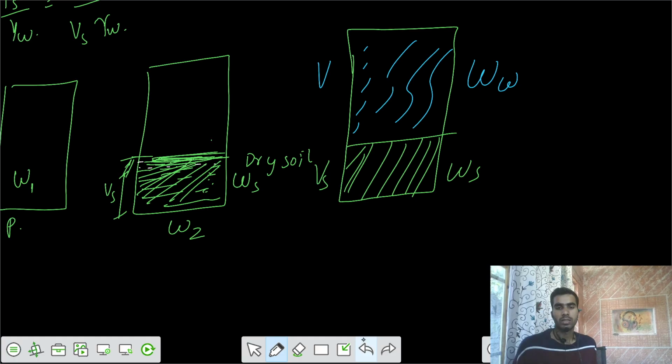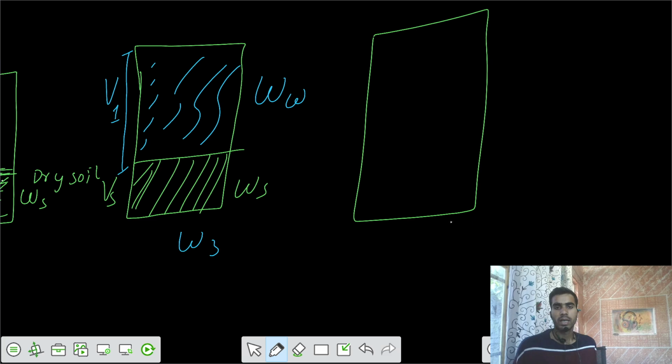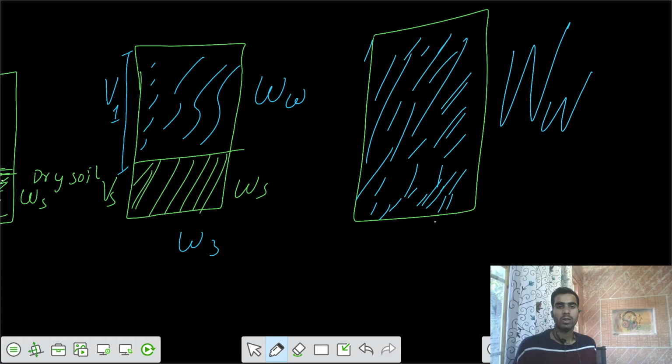Let's say this is V1, we are going to write V1. After that, this is our W3, and finally we can write W4. W4 is where we are only filling the water inside the entire volume of the bottle of that picnometer. We are going to have only water. That is the weight of water, and this is the total volume.